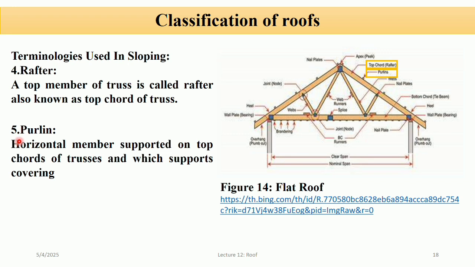The fifth one is purlin. So a horizontal member supported on the top chord of the trusses and which supports the covering. So you can see in the figure this is the purlin, and it provides intermediate support for the roofing sheets or tiles, and it helps distribute the load from the roof covering onto the trusses or rafters.